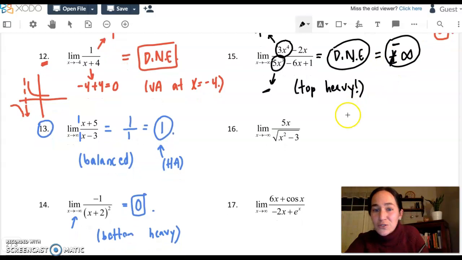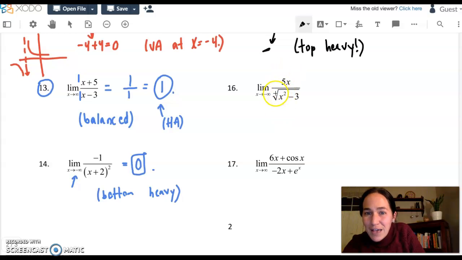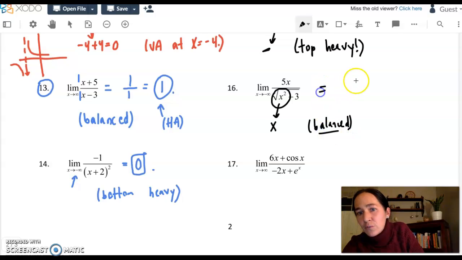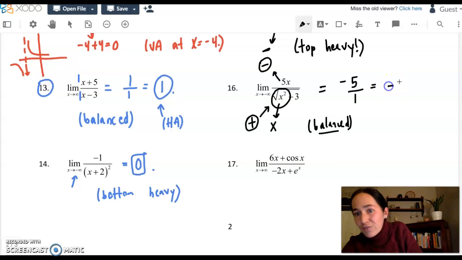16 almost tricks you. It looks like it's bottom heavy, but don't be fooled. This x squared is underneath of a square root. It's going to behave like an x. So I'm going to call this balanced. That means pull off leading coefficients. So pull off 5 over 1. But let's think about signs. This thing's approaching negative infinity. The top is getting more and more negative, while the bottom, oof, that's squared, it stays positive. I'm going to call this answer negative 5 instead of positive 5.